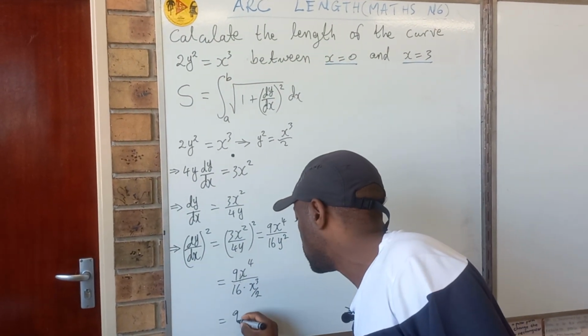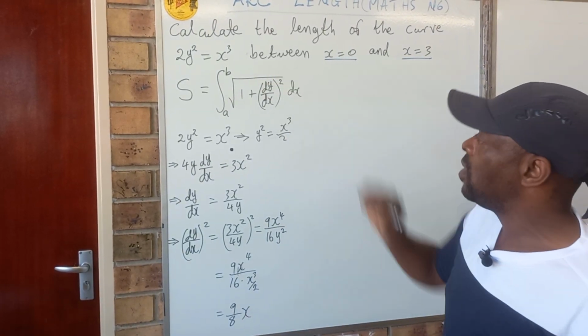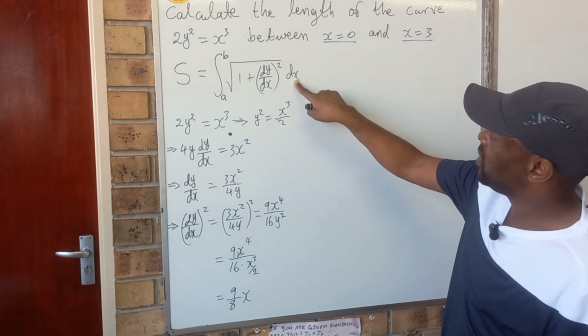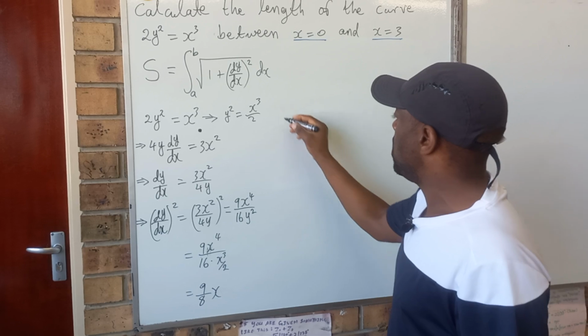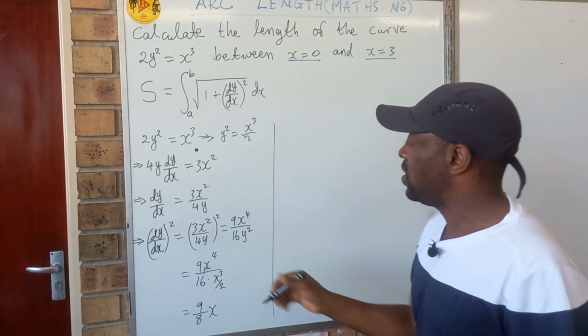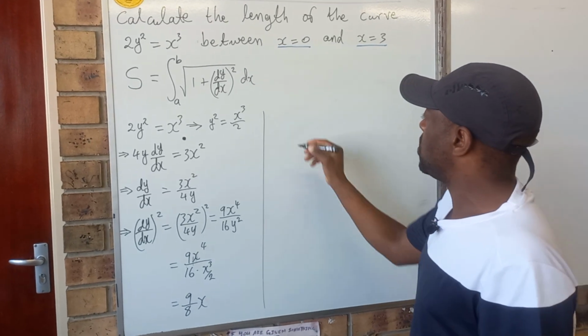So what I'm left with is simply 9 over 8 x, which can be managed in our integration, because our integration is very specific that I need only x when I want to integrate. So that is option 1 of getting dy dx, all that squared. Let's go to option 2.